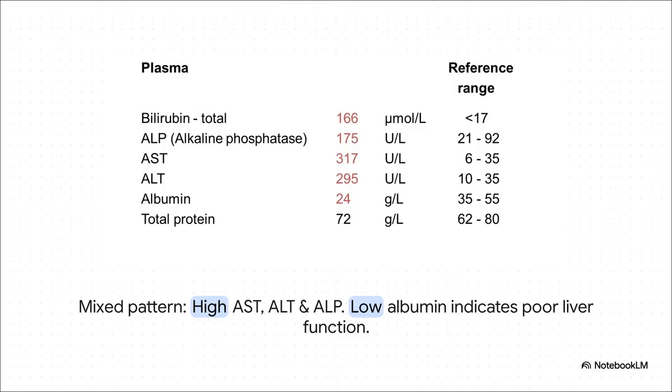And here are his results. We see a classic mixed pattern. His AST and ALT are way up, 317 and 295. That's the hepatocellular damage right there. But his ALP is also up at 175, which shows us there's a cholestatic component too. And then look at his albumin. It's really low at 24. Since albumin is a protein made by the liver, this low level tells us the liver's ability to build things, its synthetic function, is failing. The labs just perfectly confirm the clinical diagnosis.